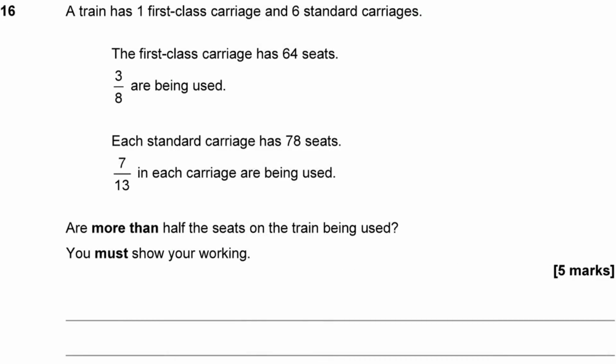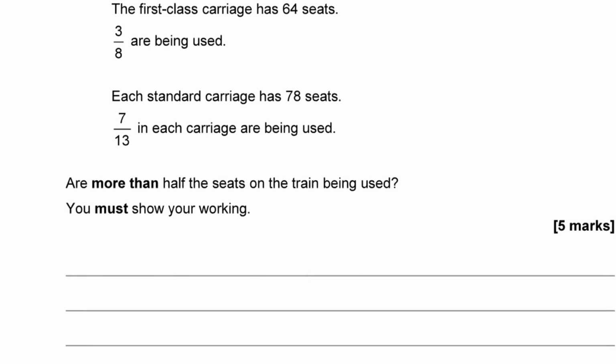Question 16. A train has 1 first-class carriage and 6 standard carriages. The first-class carriage has 64 seats, and 3/8 of those are being used. Each standard carriage has 78 seats, and 7/13 in each carriage are being used. Are more than half the seats on the train being used? You must show your working. Okay, well, what is the total number of seats on this train? Let's work that out to start with.